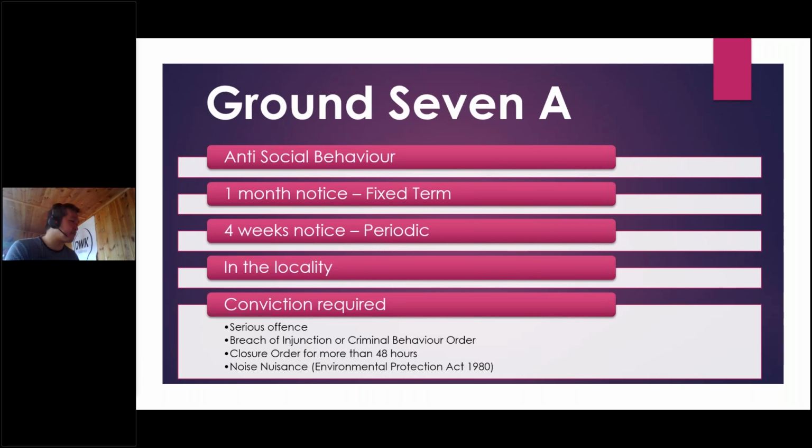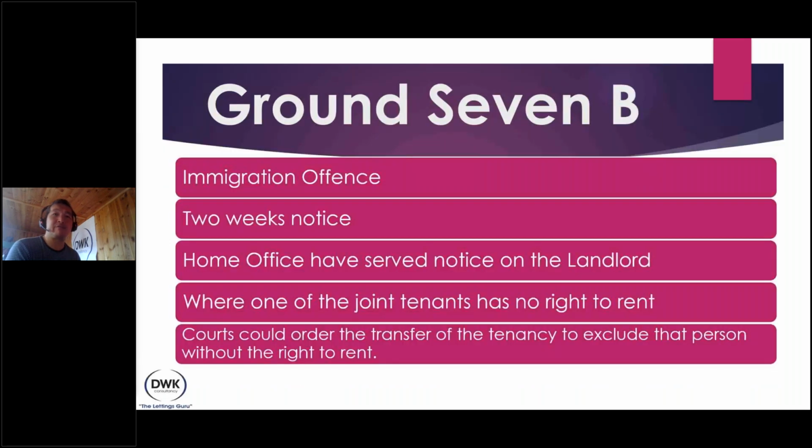So that's Ground 7A. The next one is Ground 7B. That came in with the Immigration Act 2016. So this is where you are made aware that someone has lost their right to rent. So it's an immigration offence. It's again 2 weeks notice under a Section 8 notice. You would have been served notice by the Home Office to say that you have in your midst a person who shouldn't be living there because they've lost their right to rent.